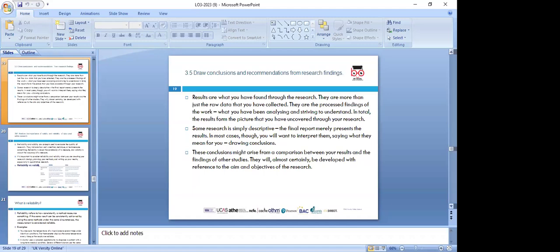Let me read something. It says, conclusions might arise from a comparison between your results and the findings of other studies. They will almost certainly be developed with reference to the aim and objectives of the research. Results are what you have found through research. They are more than just raw data that you have collected. They are the process findings of the work, what you have been analyzing and striving to understand. In total, the results are the picture that you have uncovered through your research. So you should be able to draw conclusions, and then you must give recommendations pertaining to what you have discovered.